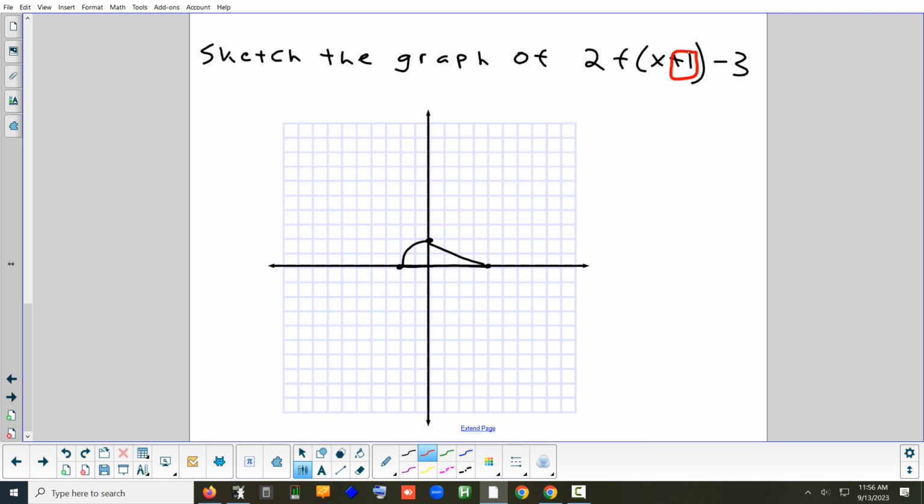What's the 1 going to do? It's adding a number inside the parentheses, so you can scroll back up if you need it. It's going to shift it 1 to the left. So I'm going to draw it right on top of it. I'm just going to take every dot and move them 1 left.